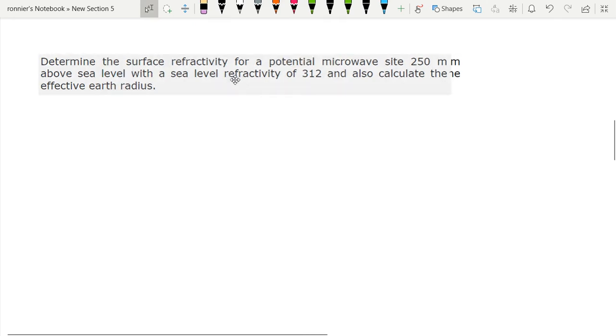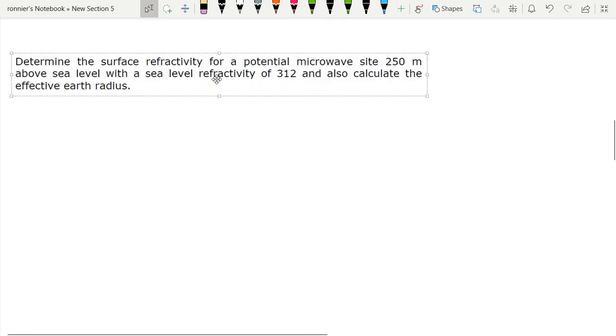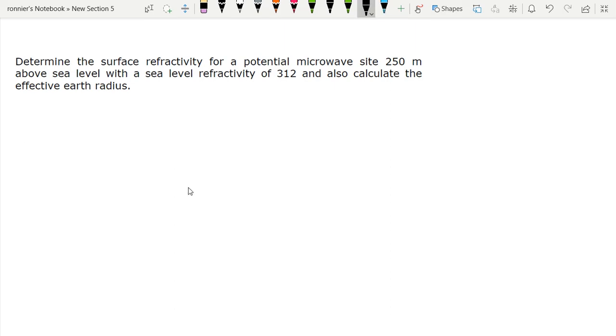So, determine the surface refractivity for a potential microwave site that has 250 meters above sea level with a sea level refractivity of 312 and also calculate the effective Earth's radius. So, hindi natin masosolve si effective Earth's radius, it's because wala tayong value ng Ns. Okay, so kailangan muna natin hanapin si surface refractivity.